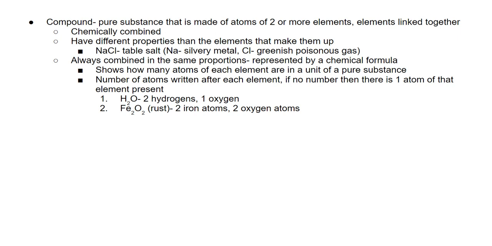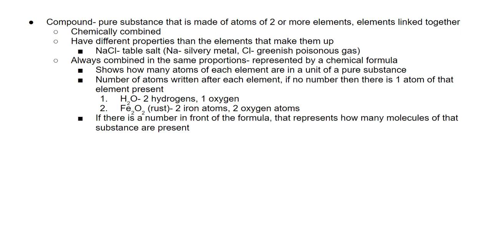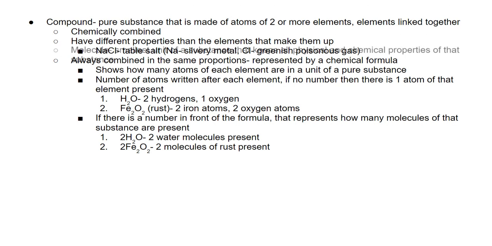So these are pure substances. If I put a number in front of the chemical formula, that just tells me how many of that whole substance I have. So 2H2O tells me I have 2 water molecules. 2Fe2O2 tells me I have 2 iron compounds.